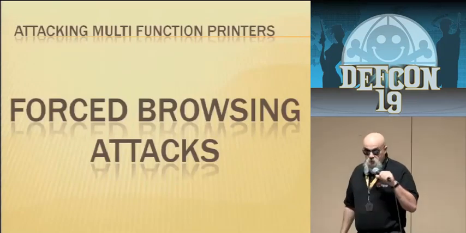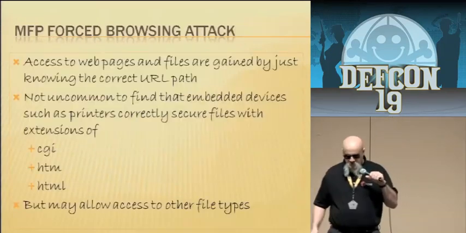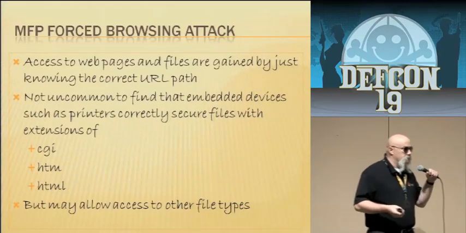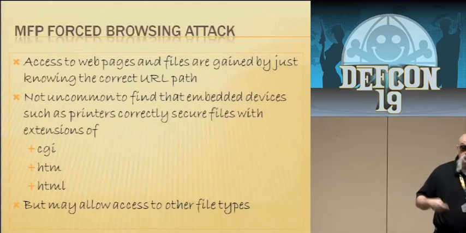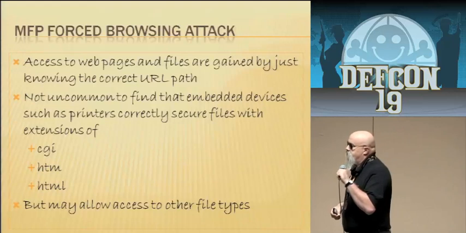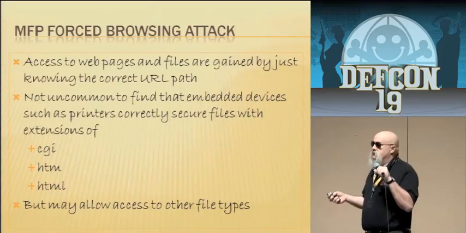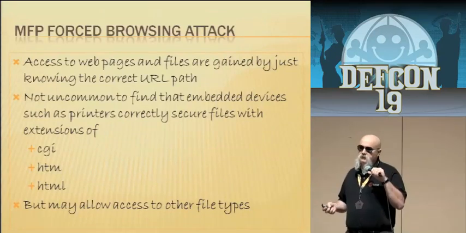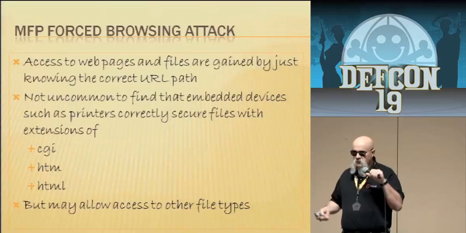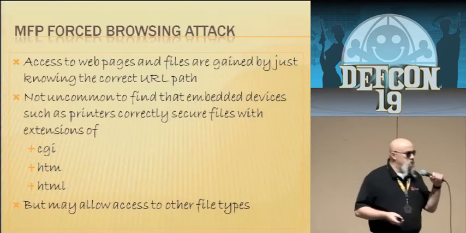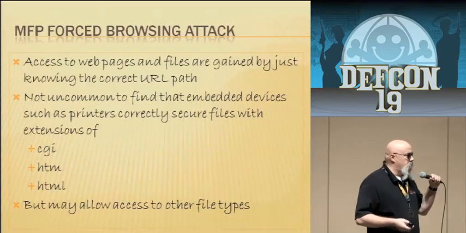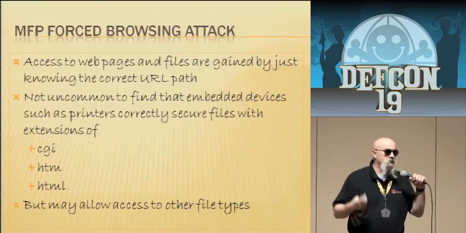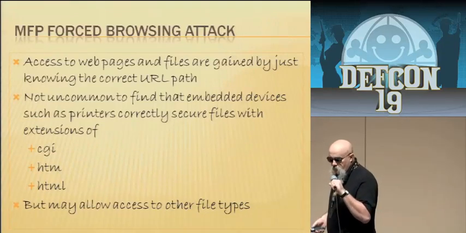So the next one I want to move on to is forceful browsing attacks. Basically, a forceful browsing attack is the concept that if you know the URL that you want to get to, in spite of the security of the device, you just type in the URL and you go to it. One of the things I've noticed over many years of looking at embedded devices and multifunction printers is that a lot of times they will properly handle security on file extensions that are standard, like .cgi, .htm, .html. But if it's a non-standard file extension, on a lot of printers and a lot of embedded devices, you can actually just query for that and it'll give it to you without any requirement for authentication.